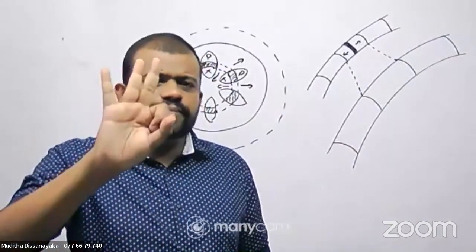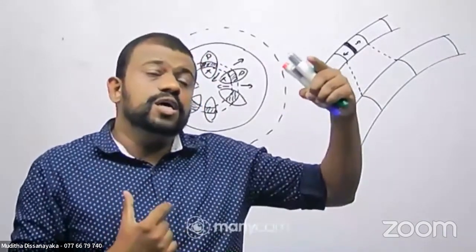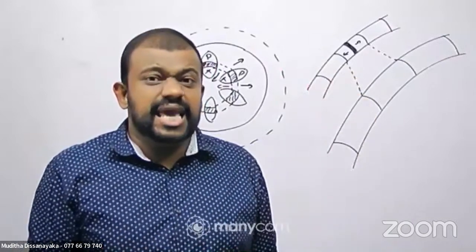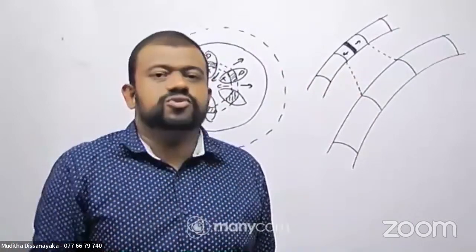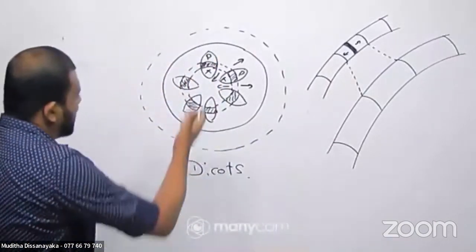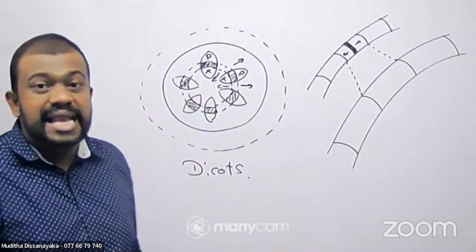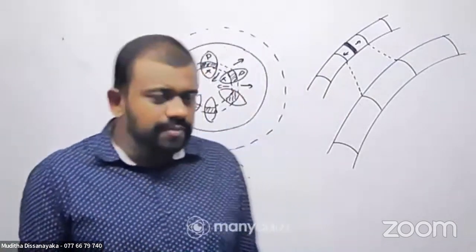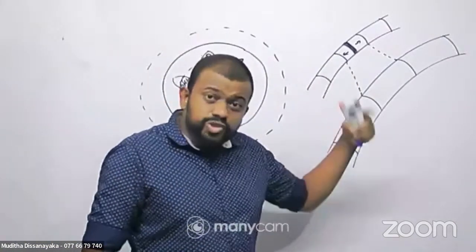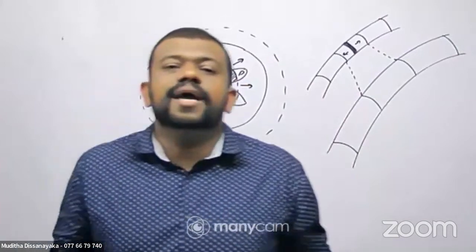So there are three types of meristems now. Some of them are located at apexes: apical meristem, root apex and shoot apex. Some of them are located laterally: cambium, lateral meristem. Some of them are located in between the nodes in special groups of plants. They are known as intercalary meristems. Three types of meristems.